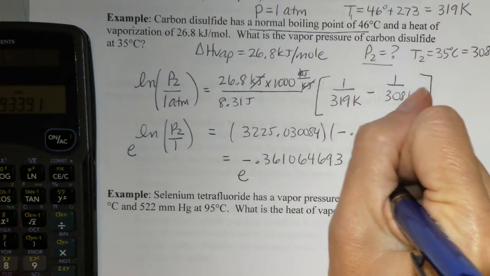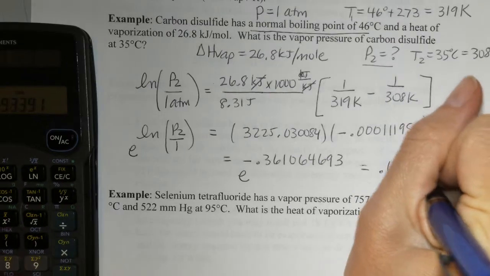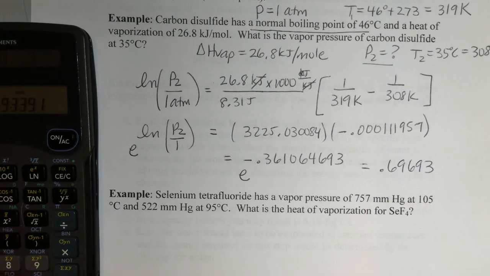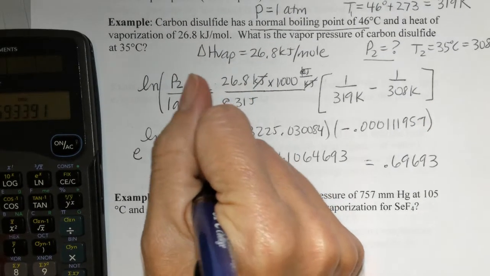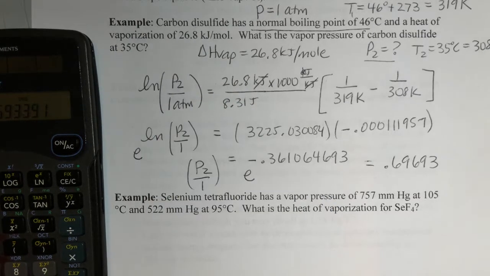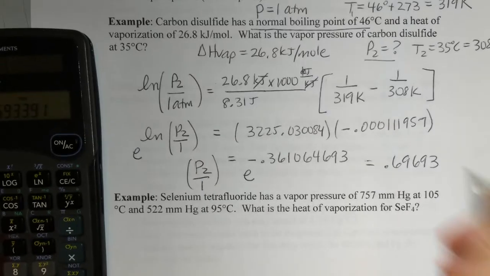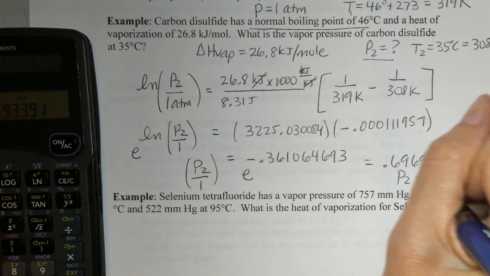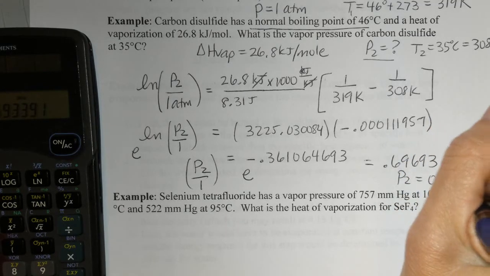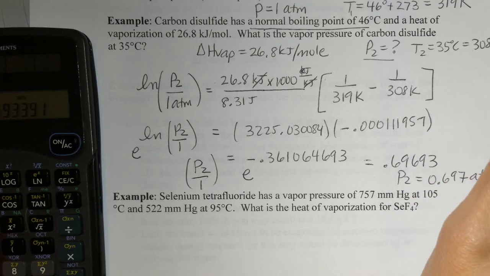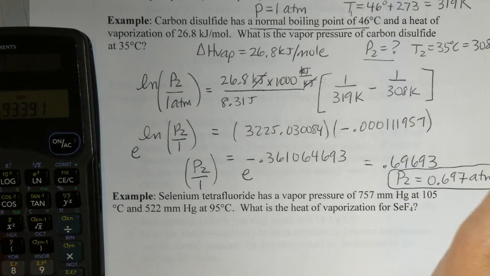So this is equal to 0.69693. And that was equal to P2 over 1. So when I solve for P2, it would be 0.697 in atmospheres as my pressure.